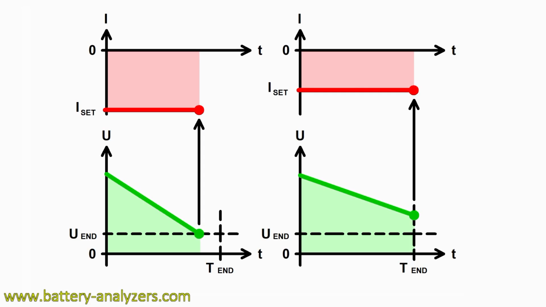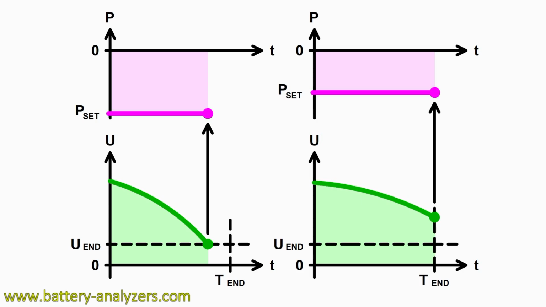At the step of constant current discharge, the device takes from the battery a stabilized current of a given value until the voltage drops to the required value or for a given time. At a constant power discharge step, the device takes a given electrical power from the battery. When the voltage drops, the current will automatically increase to maintain the required power value.